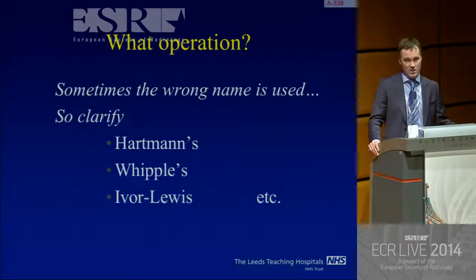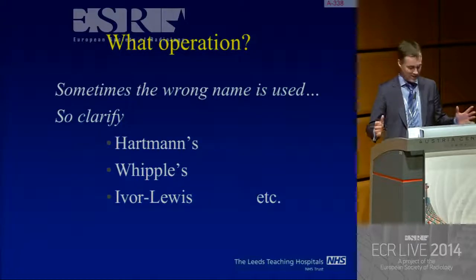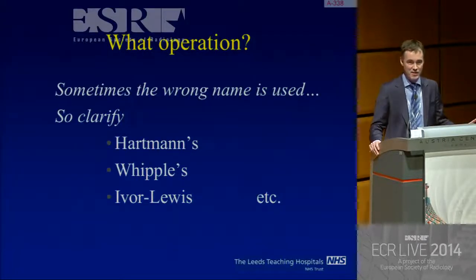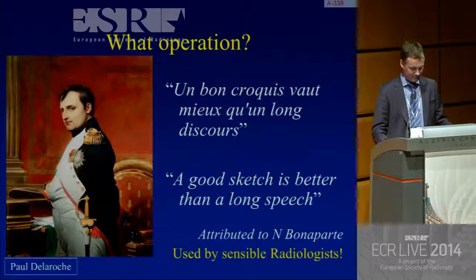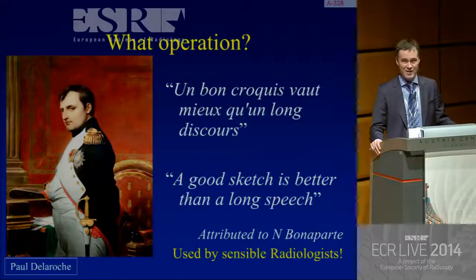Now, when they say what kind of operation, you need to clarify, particularly if they use one of these named operations, because sometimes they'll use the wrong name, or they'll use a name when they actually did something slightly different from the standard procedure, particularly things like Hartmann's procedure. They may have actually done an anterior resection where they joined the bowel together rather than giving the patient a stoma, for example. In this situation, Napoleon had a good phrase: a good sketch is better than a long speech, particularly where the patient's had a really complex operation. Get the surgeon down and ask them to draw exactly what they did.